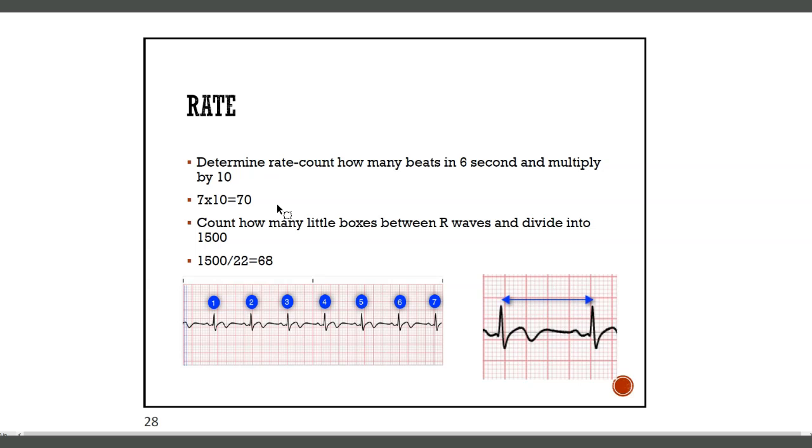Now the 1500 method, or the block method, is basically looking at your QRS and the next QRS complex. We measure the number of boxes between these two. In this example, we get 1500 divided by 22 boxes, which is equal to 68. So there's 68 beats per minute.